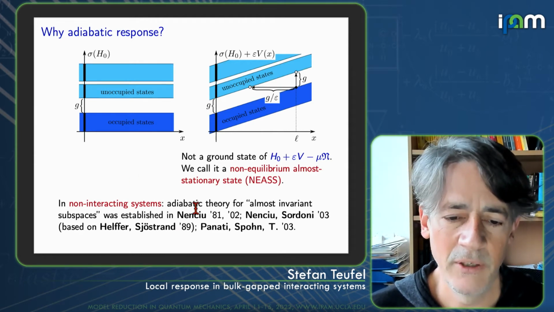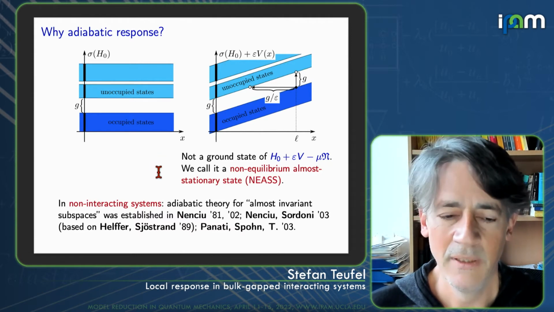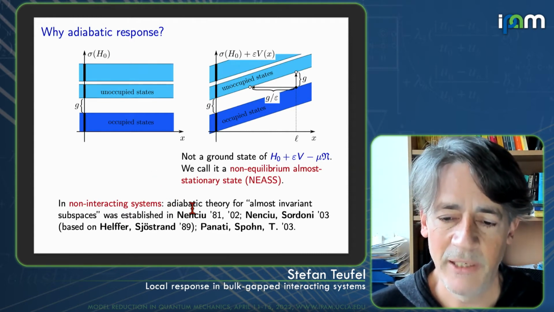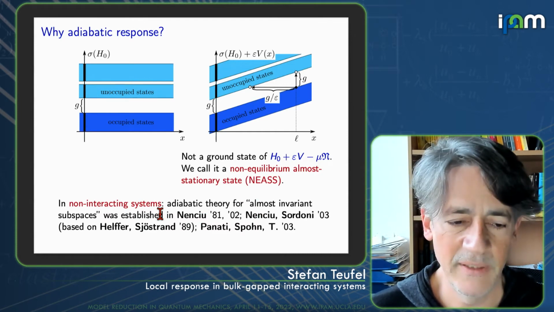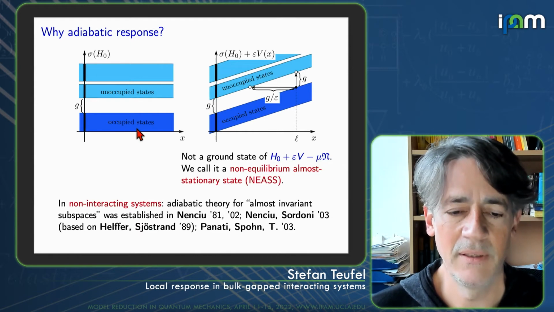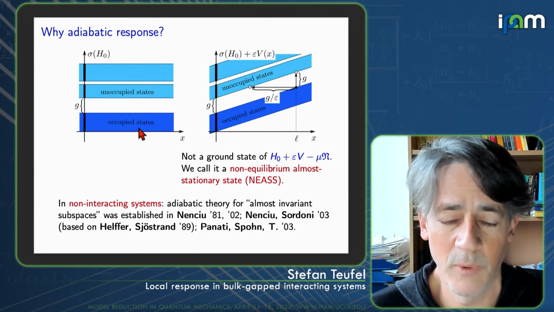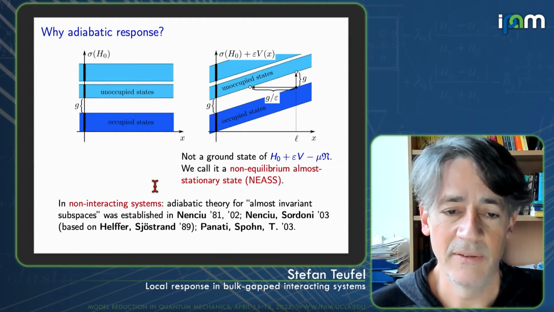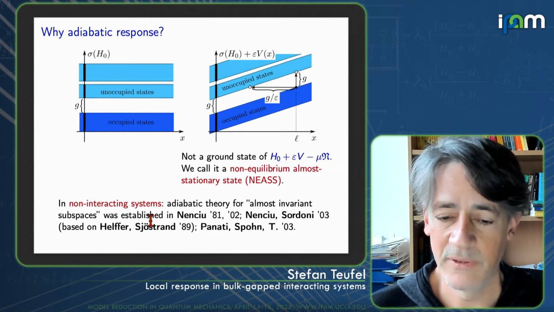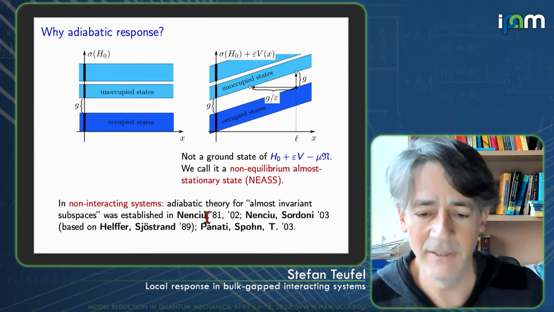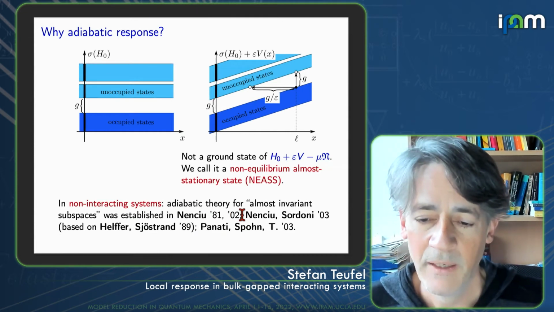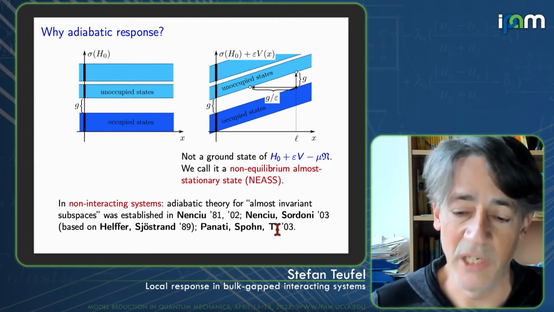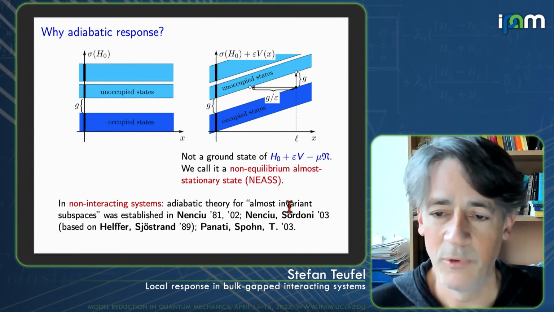And actually, in non-interacting systems, this is very well understood, although it might not have been well known for quite some time. This adiabatic theory for what Georg Nenciu called almost invariant subspaces, because here now the ground state in the non-interacting case is a Fermi projection in the one-body picture, so it's an infinite dimensional subspace of the one-body Hilbert space. And this theory for these almost invariant subspaces was established, at least the idea was started, by Nenciu long ago, and then worked out in great detail by Nenciu and Sordoni. And we picked this up and formulated a more general theory of what we call space adiabatic perturbation theory at that time.